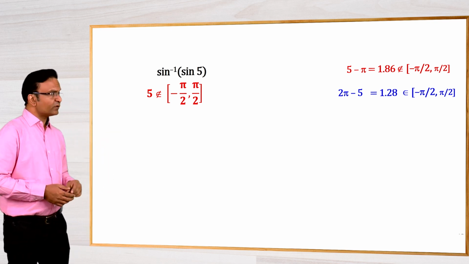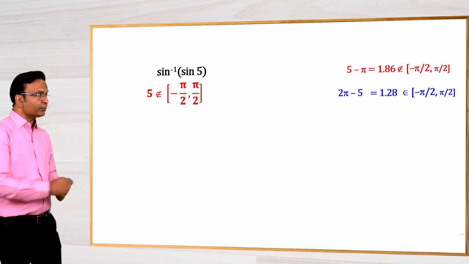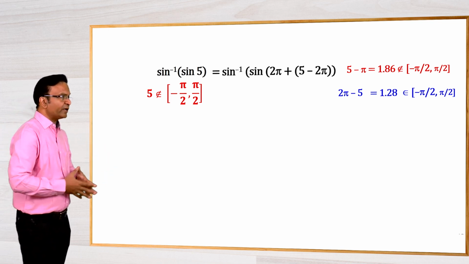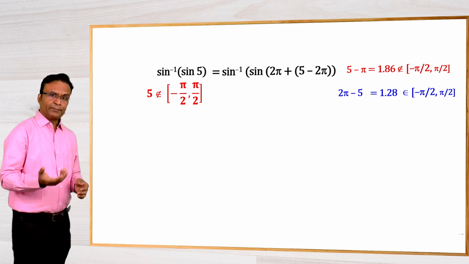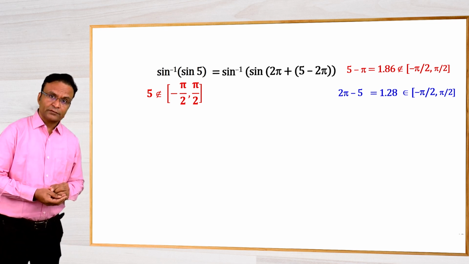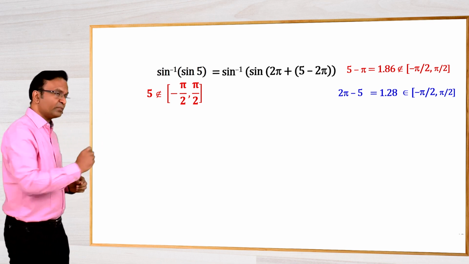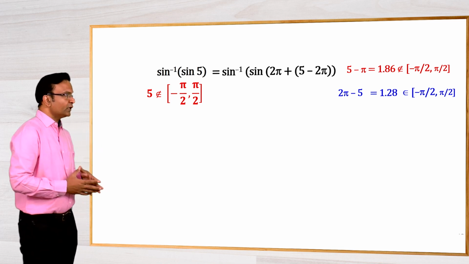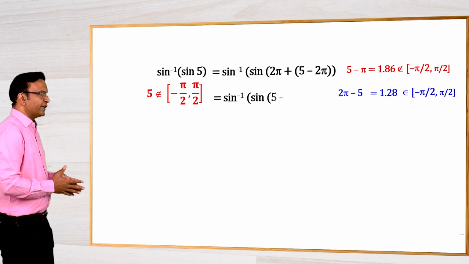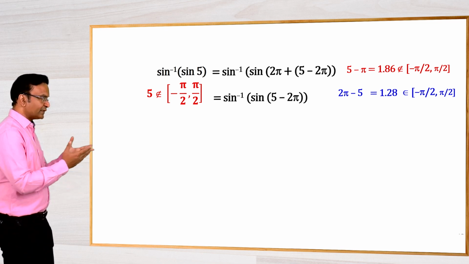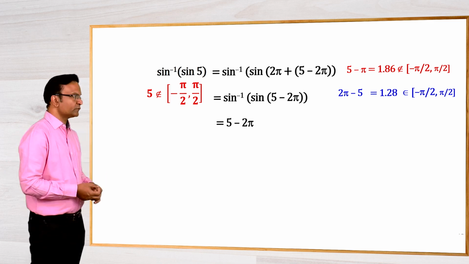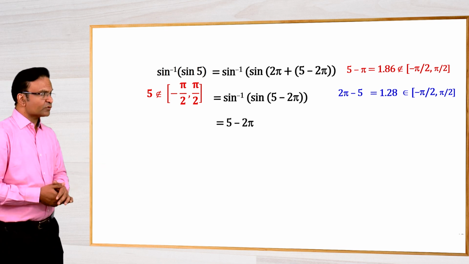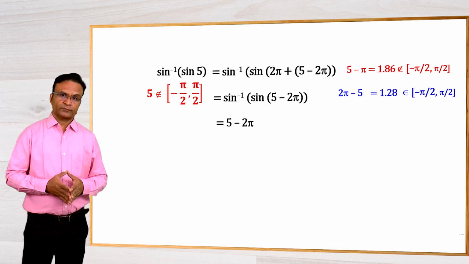So in this case we will add and subtract 2 pi, like this: sin inverse of sin of 2 pi plus 5 minus 2 pi. Sin 2 pi plus theta is sin theta. अब आपको समझ में आया कि मैंने यहाँ पे बीच में प्लस क्यों रखा, क्योंकि मुझे प्लस sin theta मिलेगा. So we have sin inverse of sin 5 minus 2 pi, and this is equal to 5 minus 2 pi, which is minus 1.28, that belongs to minus pi by 2 to pi by 2.